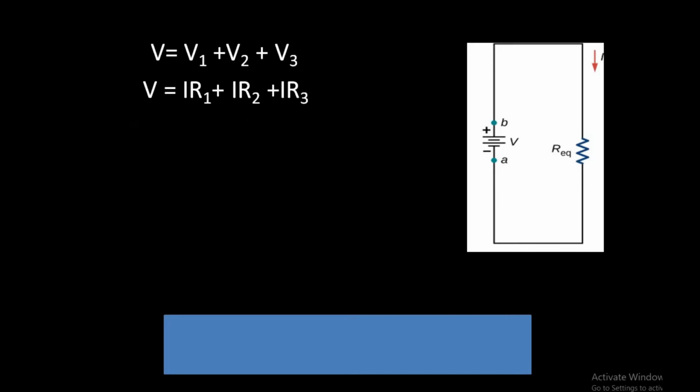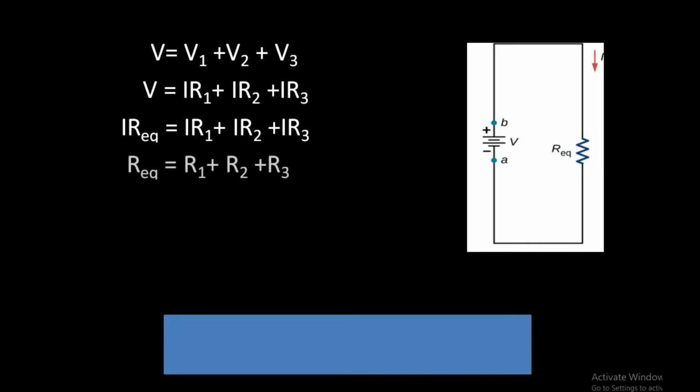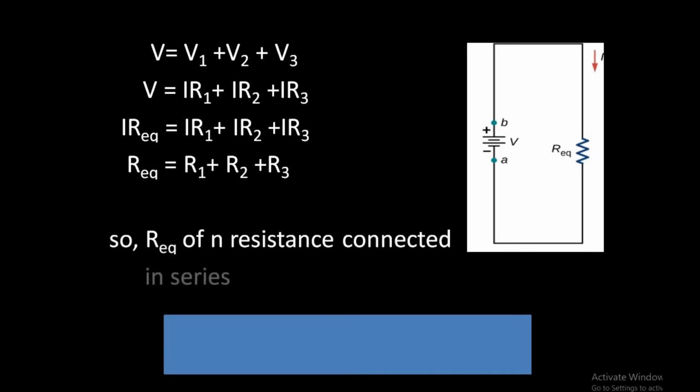So I Req equals IR1 plus IR2 plus IR3, and on solving it we finally get our equivalent resistance, that is R1 plus R2 plus R3. This is the equivalent resistance for the combination of three resistances in series. Now if there are n resistances in series combination, then what is the equivalent resistance? That is Req equals R1 plus R2 plus R3 up to Rn.